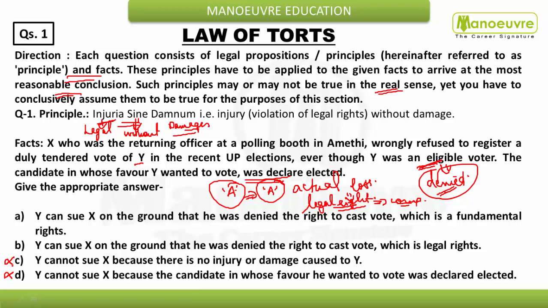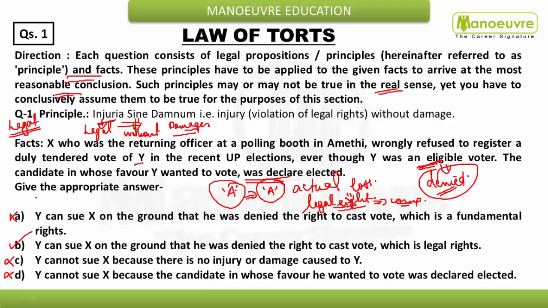Okay, so that is also not your answer, because the principle says if there is an injury to your legal rights, you have a right to claim compensation. Okay, so you know, Y can sue X, but on what grounds? Is voting a fundamental right or is voting a legal right? So guys, you have to be aware about this. Voting is not your fundamental right, voting is your legal right.